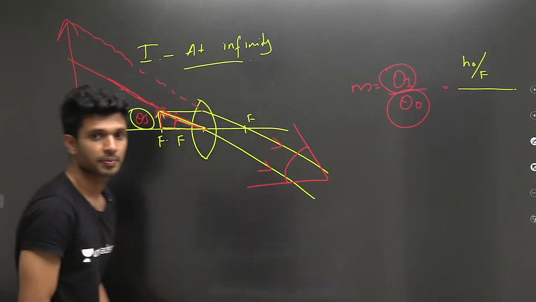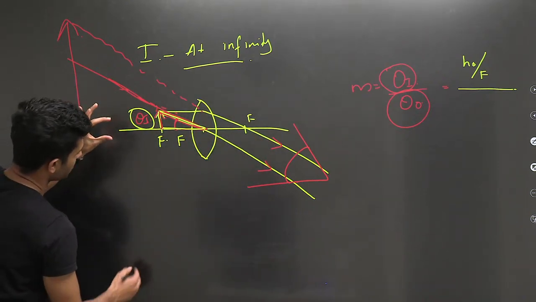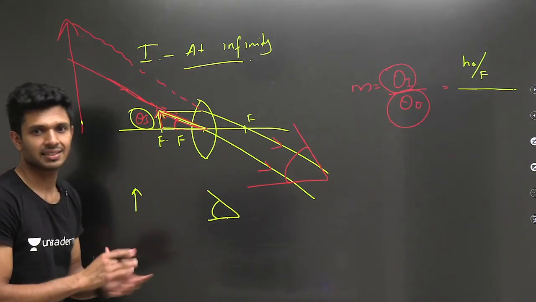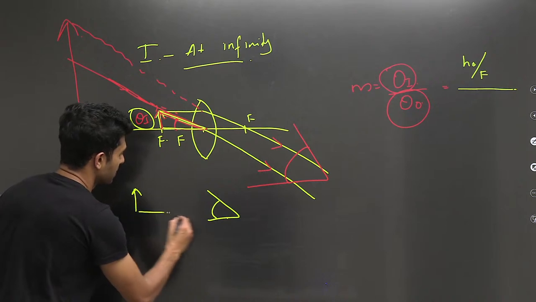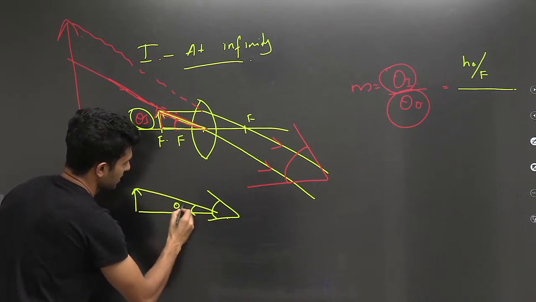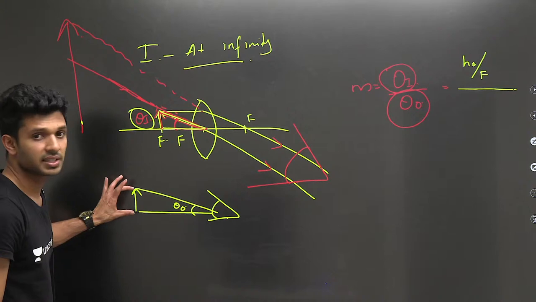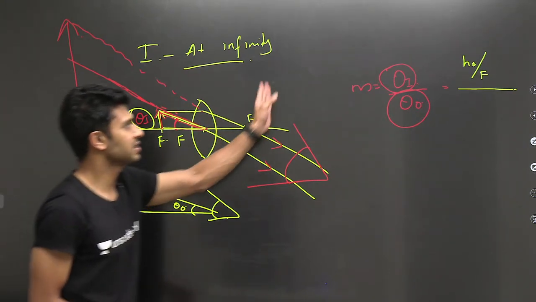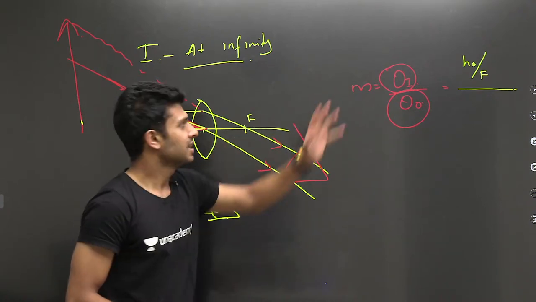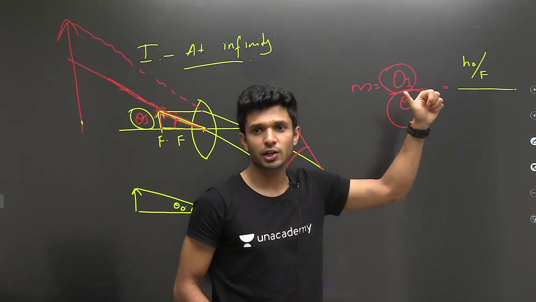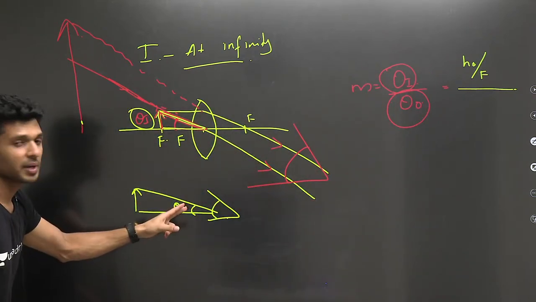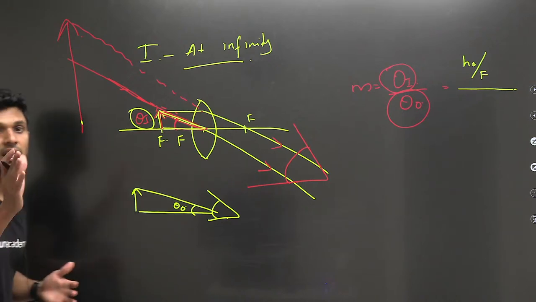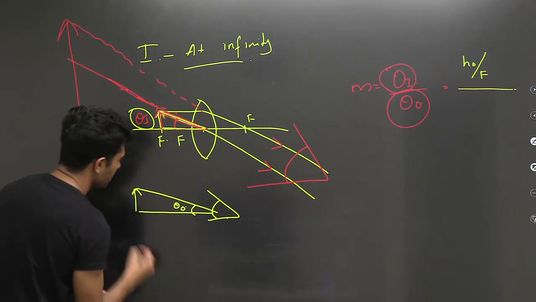What is theta naught? Theta naught means if I take this object separately and look with your bare eyes without the lens, how much angle will it be subtending? That is theta naught. Obviously, this theta naught angle will be directly proportional to the height of the object, right? Because magnification is height of the image by height of the object. Theta I will be directly proportional to the height of the image, and theta naught will be directly proportional to the height of the object. That's why we have made a separate equation for magnification in terms of angle. Okay, what is theta naught?